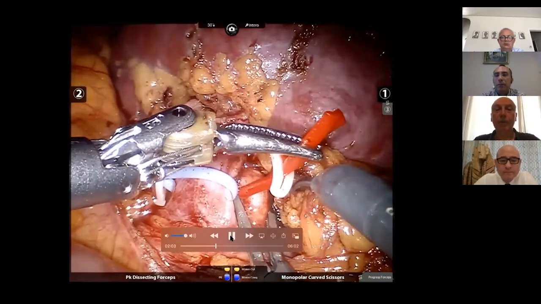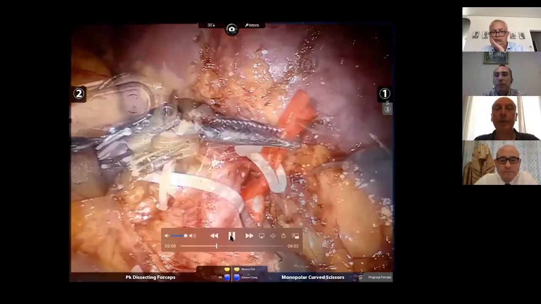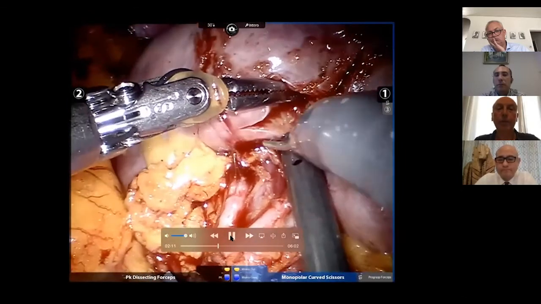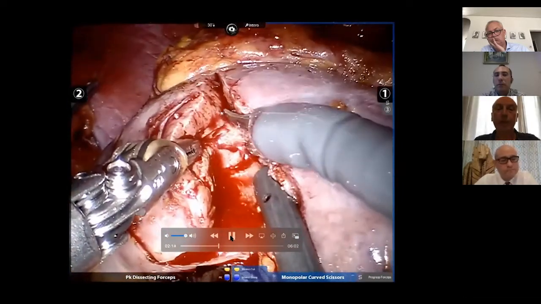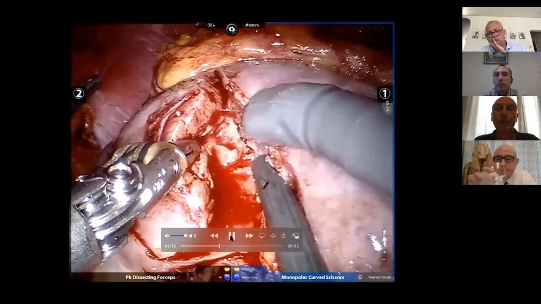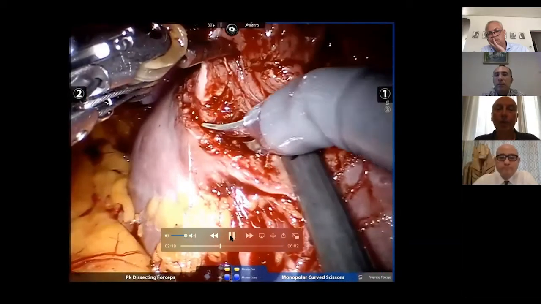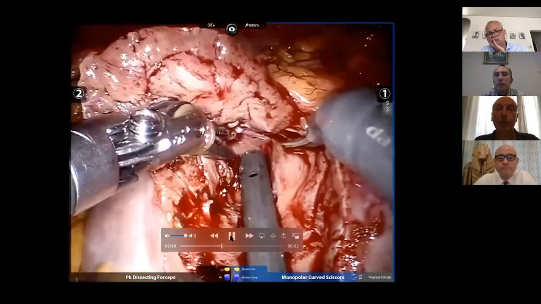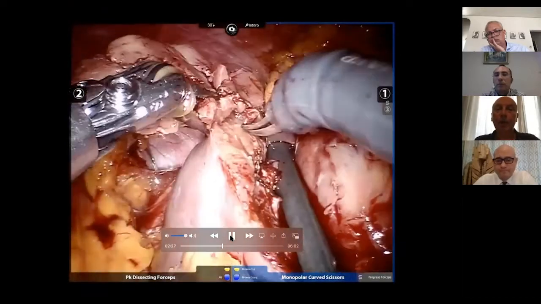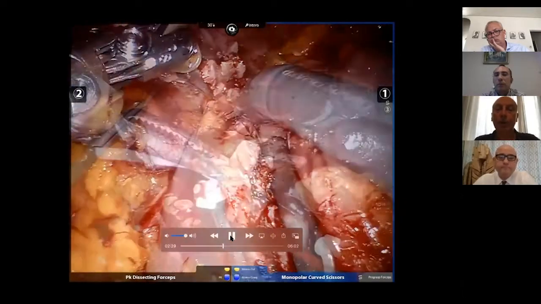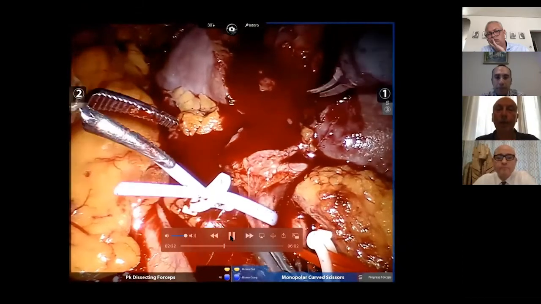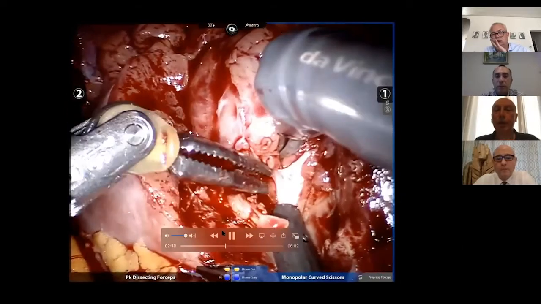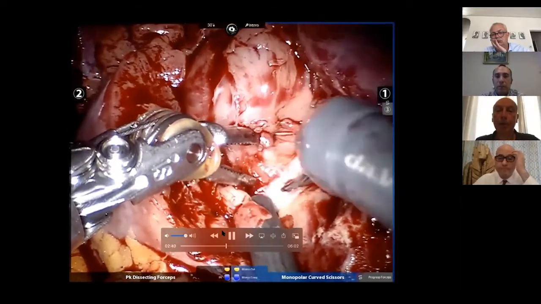So at this point, when we clamp, first of all, the main artery, we perform the incision of the parenchyma. And when we remove the surface of the parenchyma, the tumor is completely covered by the healthy parenchyma. When we remove this, we start progressively with the enucleation of the tumor. At this point, as you can see, there is bleeding, and this is the reason why we decided to clamp to isolate the vein.